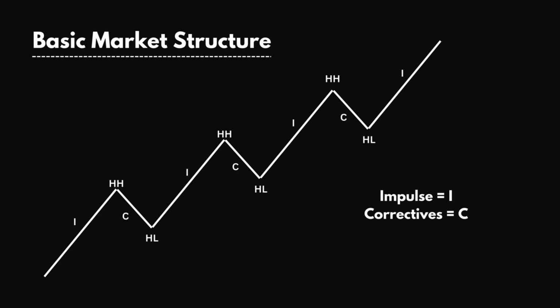From a higher low to a higher high is considered an impulse. From a higher high to a higher low is considered a corrective. And again, from a higher low to a higher high is an impulse. This cycle continues as long as there is strength in the market and it keeps creating momentum. This is an uptrend example, but it can be vice versa: lower high to lower low is considered an impulse, and lower low to lower high a corrective.